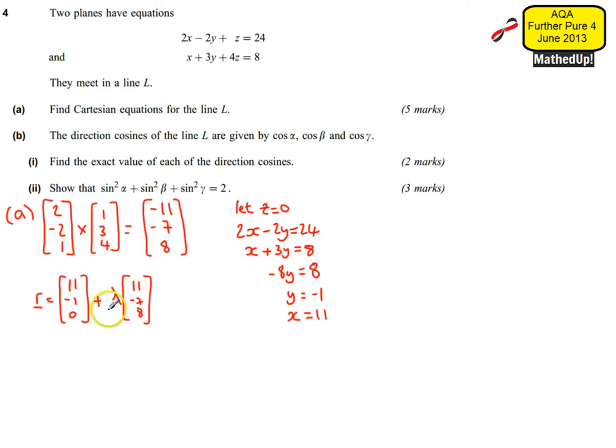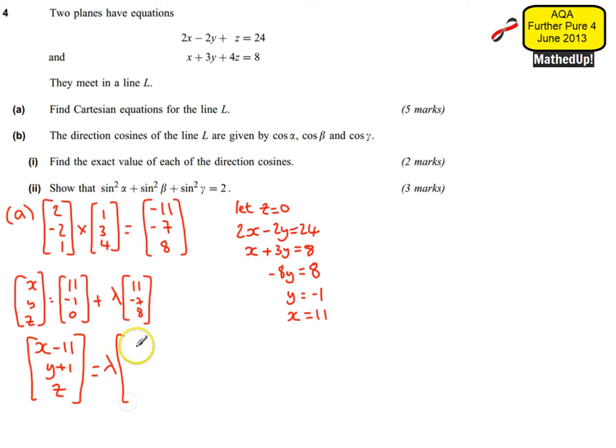Okay, so I'm now going to write this in Cartesian form, and I'm just going to show you how this works. So if instead of calling this r here, we call it x, y, z, and that means that if I subtract this vector from this one, I've got x take away 11, y take away negative 1, which is y plus 1, and z take away 0, which is just z. Well, that means that is going to be equal to lambda times 11, negative 7, and 8. Okay, so these are going to be equal to each other.